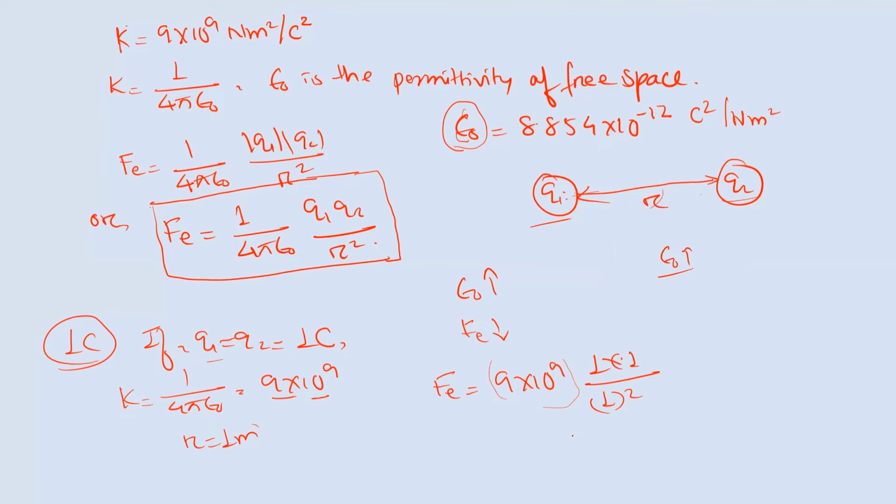then you can say how much charge is there? It's 1 Coulomb charge. 1 Coulomb charge is defined when the force between two charges is 9 into 10 to the power 9 Newton, and they are separated by unit distance. Clear? So this is the definition of 1 Coulomb. I hope this is clear.